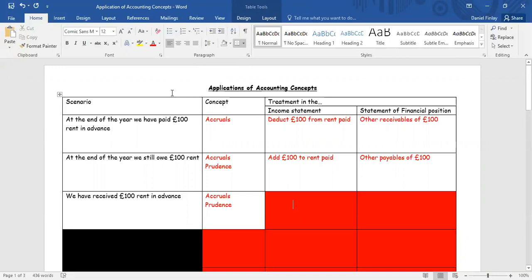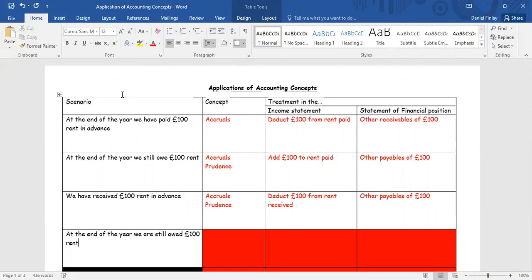So to fix it, I'm going to deduct the £100 from the rent received account. And this one's the confusing one. So at the end of the year, the £100 that I've received extra, if the person I received it from asked for it back, I would owe them £100. So it's a liability. So we call it other payables.